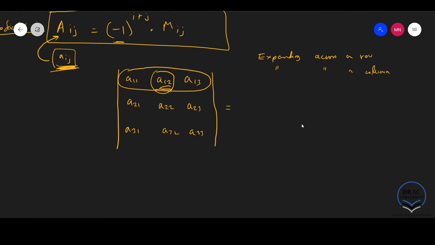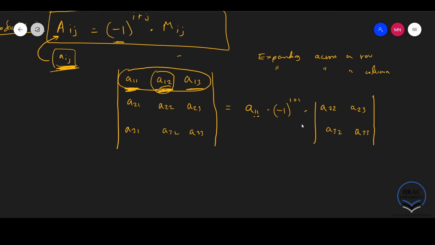So what will I do? I will multiply each of these entries in this row by its cofactor. Let's start off with A11. So I have A11 times its cofactor, and this is just equal to -1 to the power of 1 plus 1, since this is ij, times the minor of A11. That will be given as A22, A23, A32, and A33.